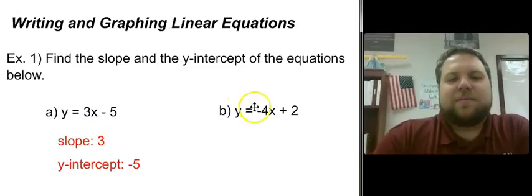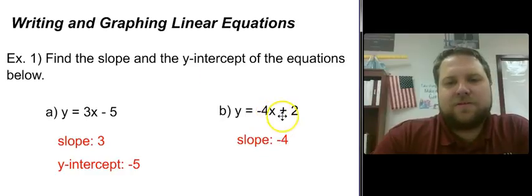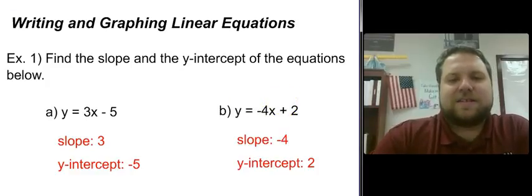Now we can look over here at problem b. y equals negative 4x plus 2. The slope is again the number right in front of the x, so the slope for this one would be negative 4. And the y-intercept is the number by itself, so that would be positive 2 in this case.